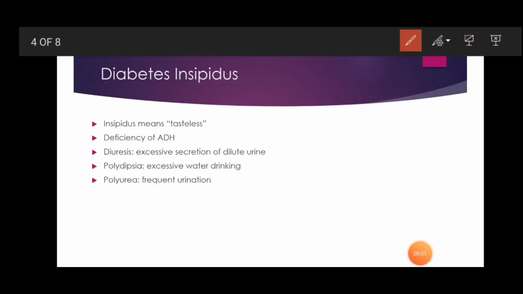So let's see one of the diseases associated with the deficiency of ADH. And the disease is called diabetes insipidus. The meaning of insipidus is tasteless, means the disease in which tasteless urine is produced. There are three peculiar symptoms or characters of diabetes insipidus.